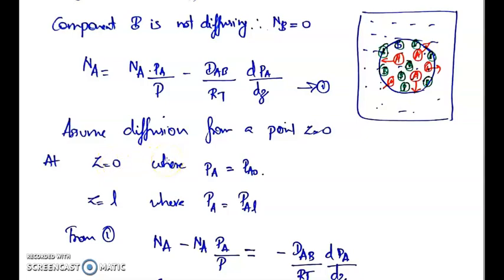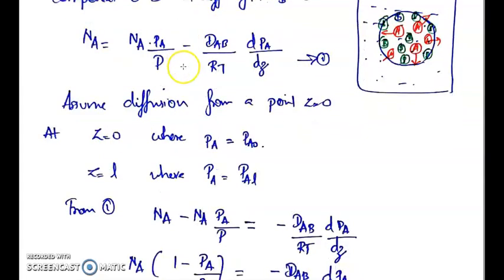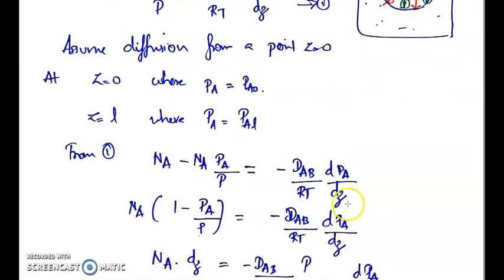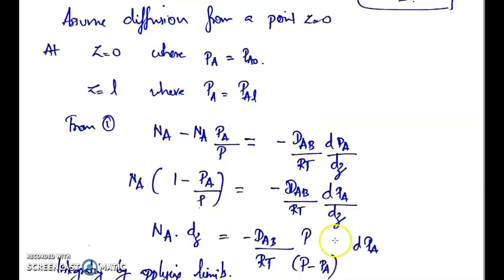Okay, so with this, let us try to solve this. For that, I am simplifying it. I am going to take this quantity to the left LHS so that Na minus Na into Pa by P is equal to minus Dab dPa by RT into dZ. The reason I am doing all this is because I need to separate the variables here. Then only I will be able to integrate.